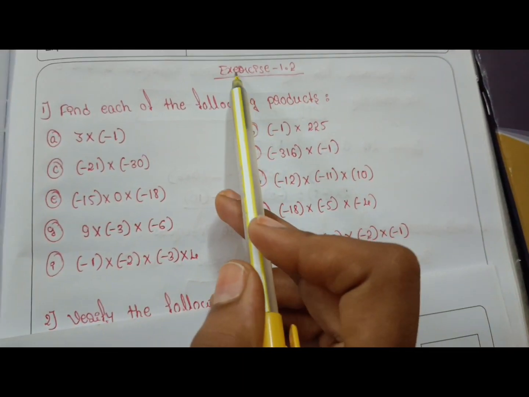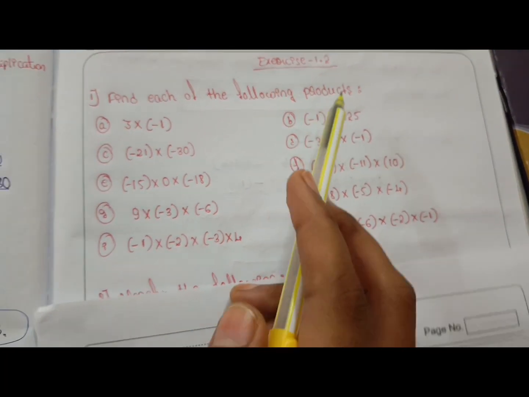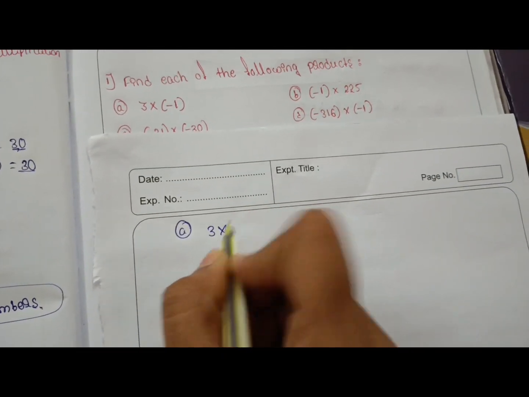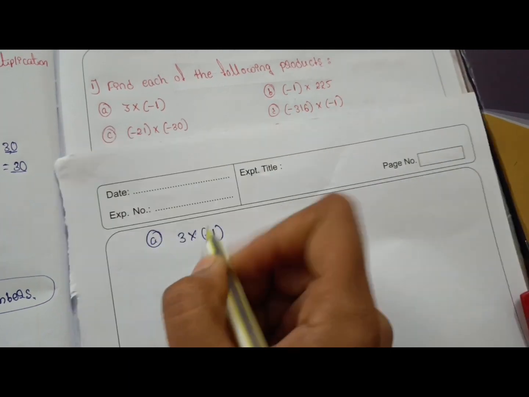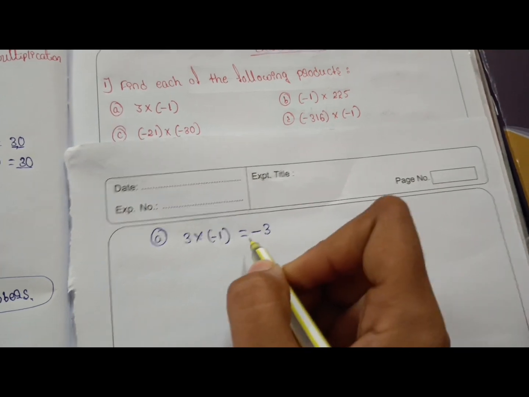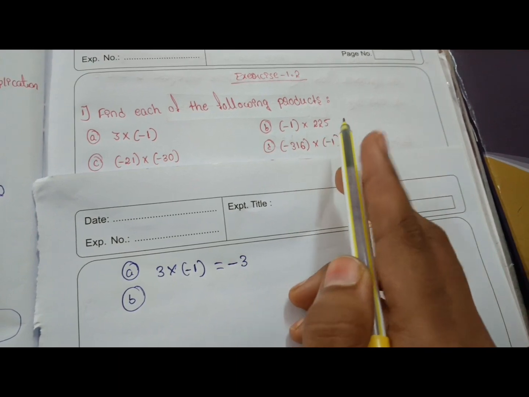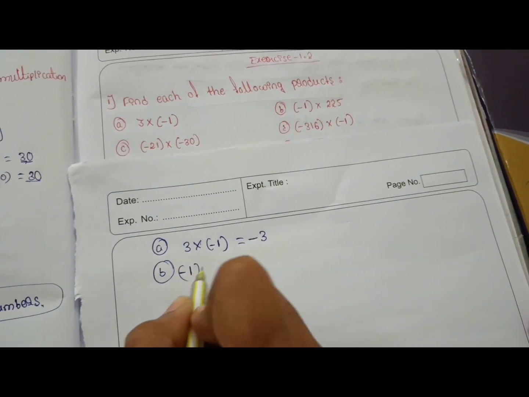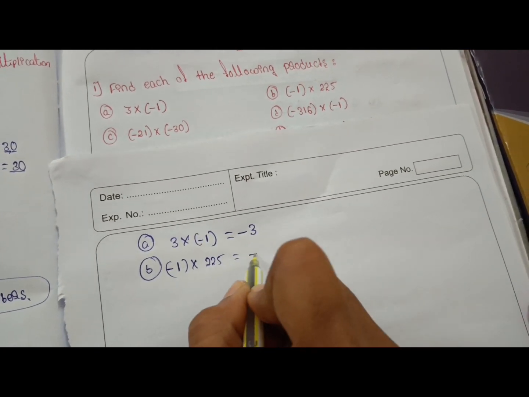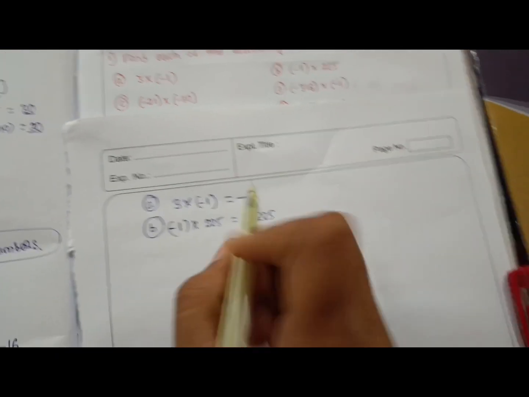Now we will start exercise 1.2. First question, find each of the following products. A question. 3 into minus 1. This is equal to plus into minus, minus. 3 ones are 3. Next question. Minus 1 into 225. This is equal to minus into plus, minus. 225 into 1, 225. Minus 225 is the answer.